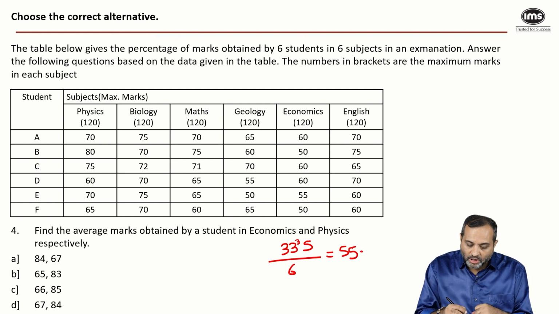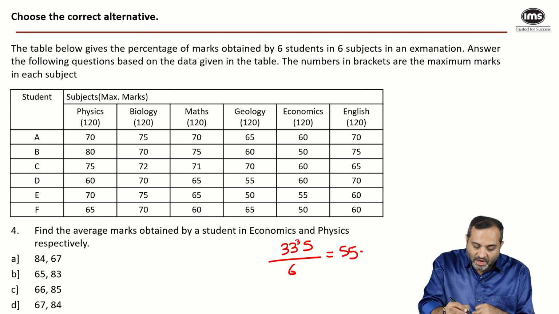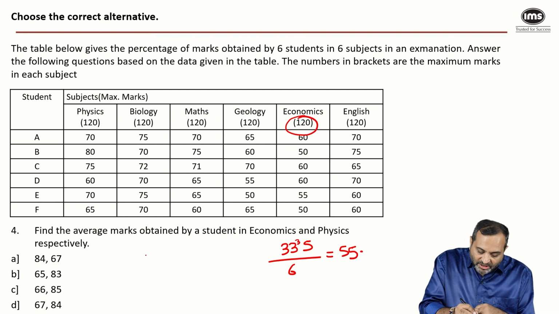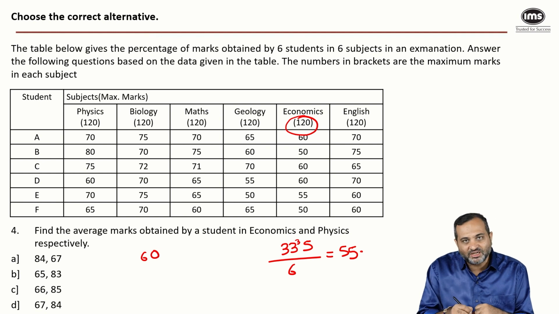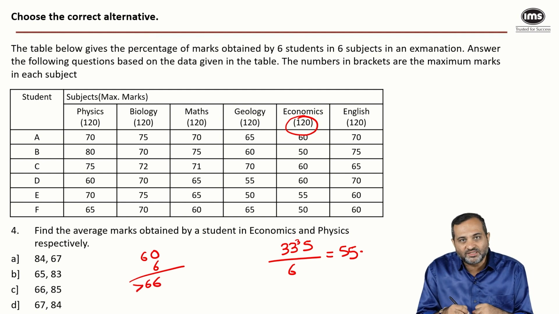Okay, so can I say that I want to find an approximate 55 percentage? So let's look at economics, which is 120. What is 50% of 120? Can I say 50% of 120 is 60? And what is 5%? 6. So I'm looking at an answer which is definitely more than 66.